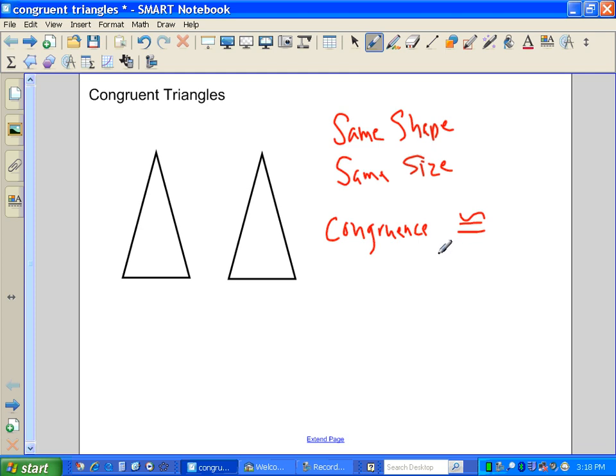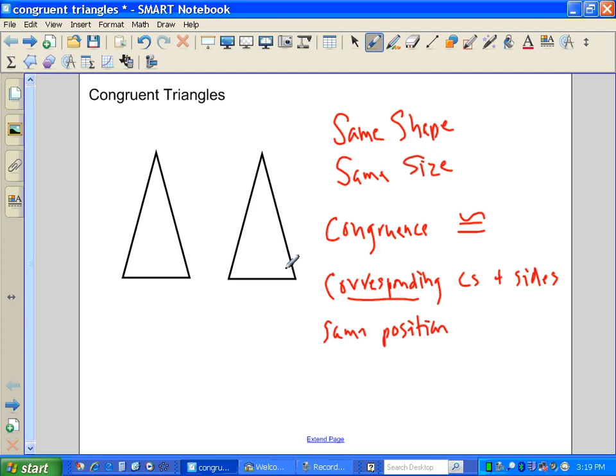When we check to see if two triangles are congruent, we're looking to check for corresponding angles and sides. So remember, corresponding means they're in the same position. Okay, if this angle is in the same position as this angle, and we know that they're equal, then we say those angles are congruent, and they're corresponding.